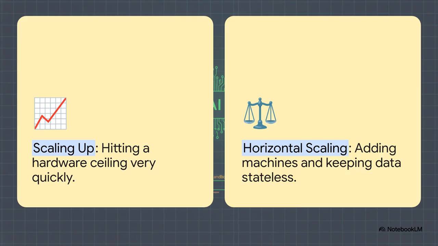When you're dealing with massive growth, scaling the database is usually where you hit a brick wall. That's why your factory has to be designed from the start to scale horizontally. That means adding more machines and keeping data stateless, so no single server holds unique user session data, rather than just crossing your fingers and buying a more expensive server.